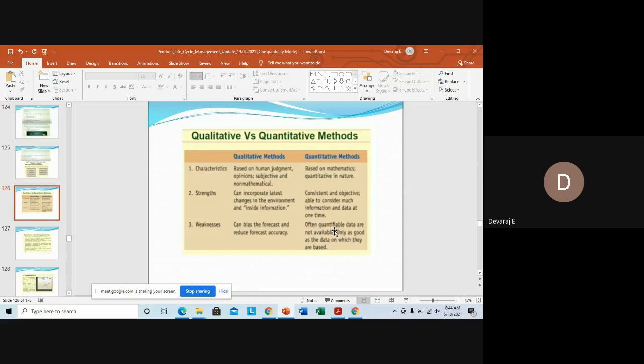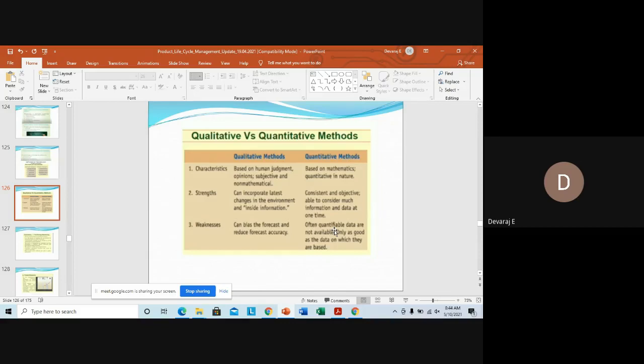So the qualitative method depends on the problem statement. If any problem statement is there, immediately, depending upon the experience of the managers, they will tell their decisions, and they will immediately implement those decisions in the manufacturing process.